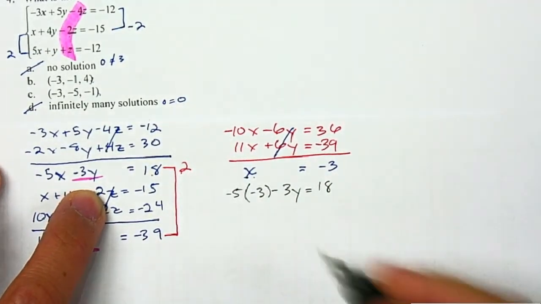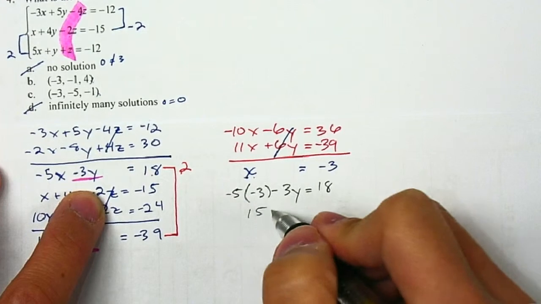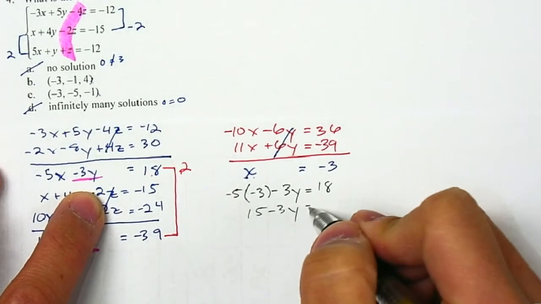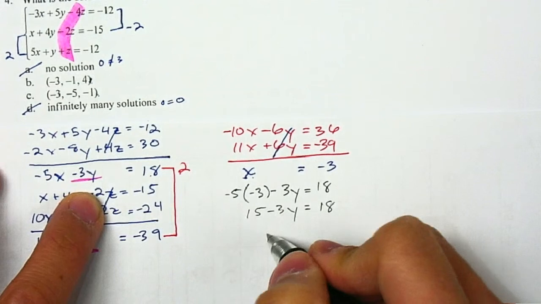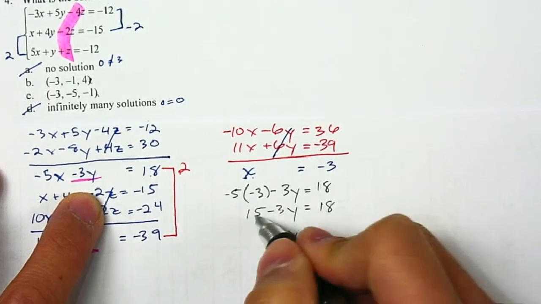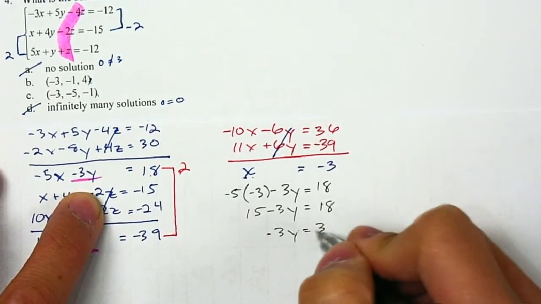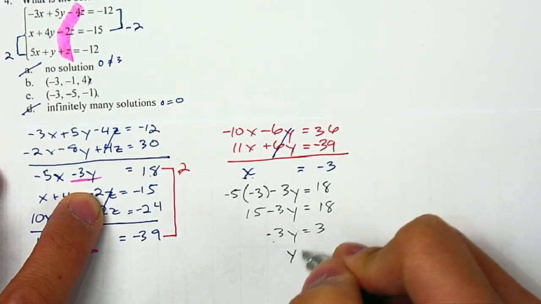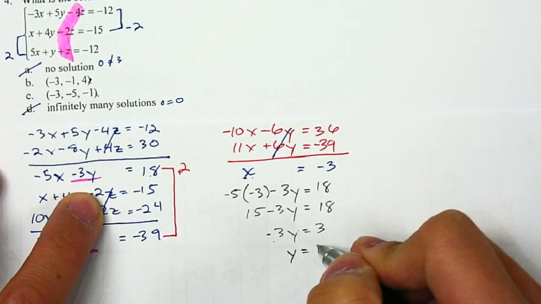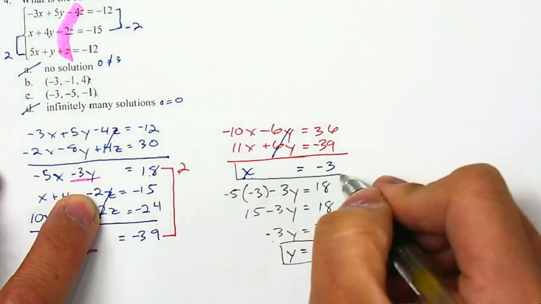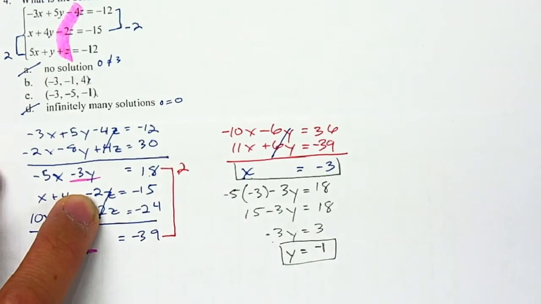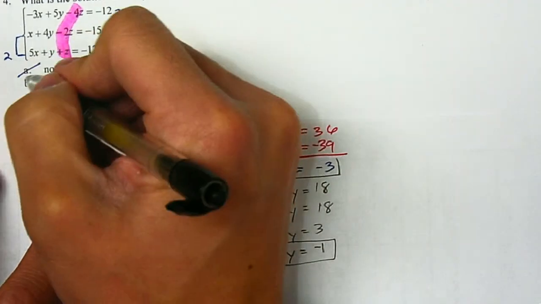And now let's get y by itself. So here I get 15 minus 3y is equal to 18. Moving the 15 to the other side, so I get 18 minus 15 is equal to 3. And then dividing by 3, negative 3, I get y is equal to negative 1. So far we have x, we have y is negative 1. So that's already enough for me to answer the question, which is B.